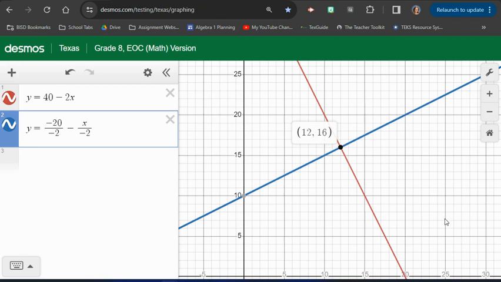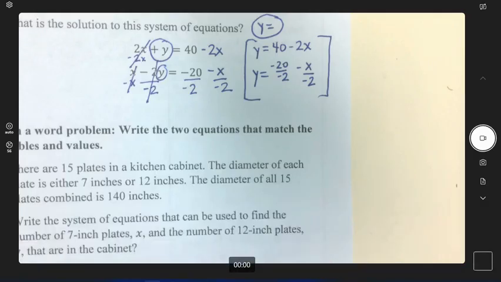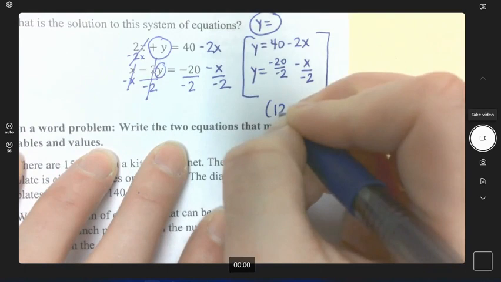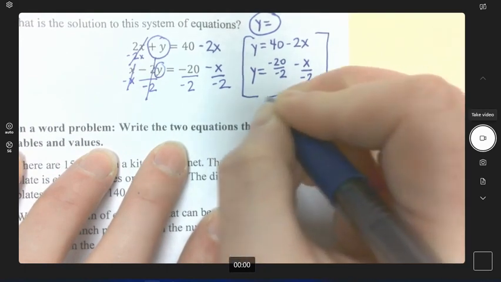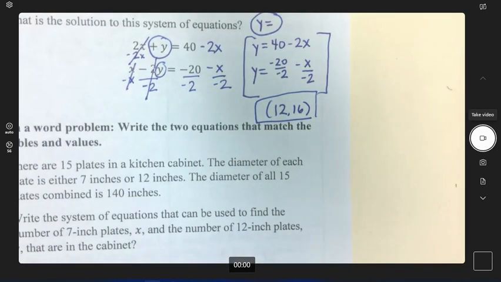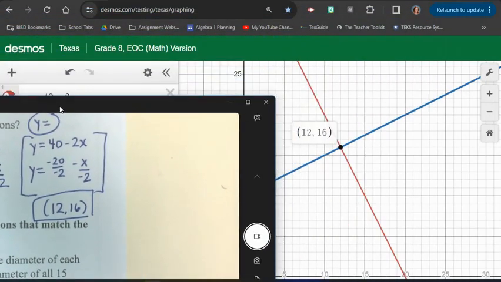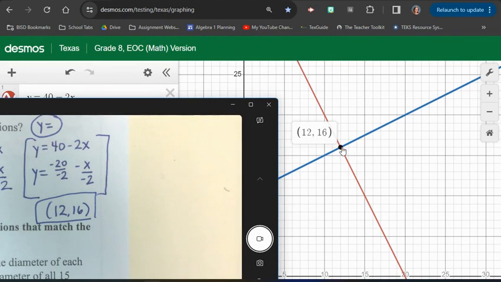So our solution is 12,16. 12,16 is our solution. So it means x is 12 and y is 16. See how it just gives it to us? Don't guess. Click it, and then you get it. You should only be on Desmos.